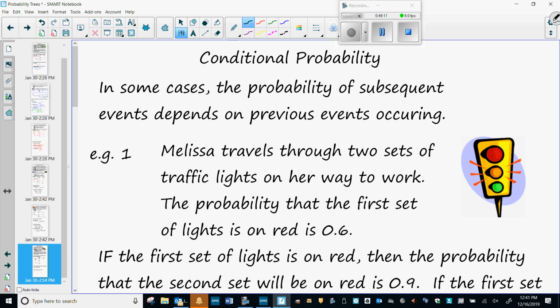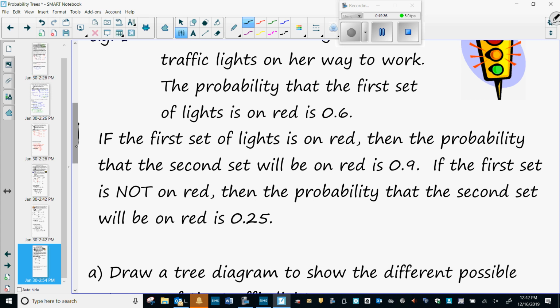Melissa travels through 2 sets of traffic lights on her way to work. The probability that the first set of lights is red is 0.6. If the first set is on red, then the probability the second set will be on red is 0.9. So our probability has changed. In those first ones, the probability was the same for all of our branches. These ones, not so much. So here we go.